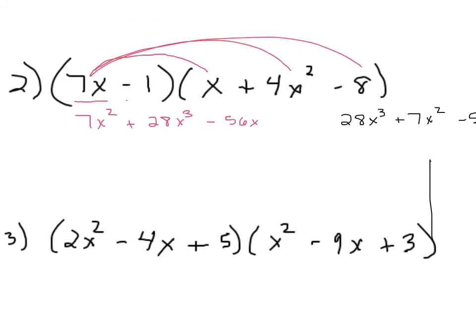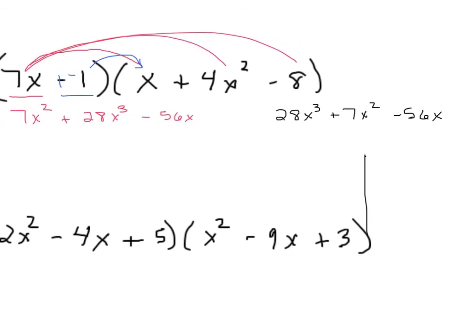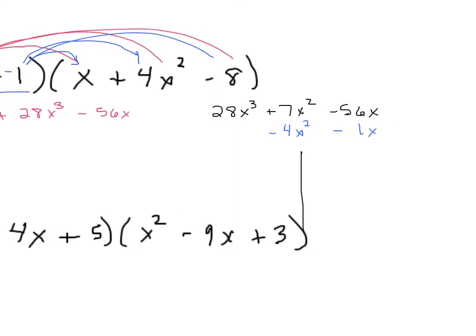Okay, next term, we'll take the negative 1. We'll turn this into plus negative 1. And we'll go ahead and multiply. So negative 1 times x will be negative 1x. As I write this, I'm just going to line it up under where I need to go. So it's going to go under the negative 56x. Now the next one is going to be negative 1 times 4x squared. It'll be negative 4x squared. I'm going to line that up so I don't have to reline it up later. And the last one is a negative 1 times a negative 8. So that's going to be a positive 8.